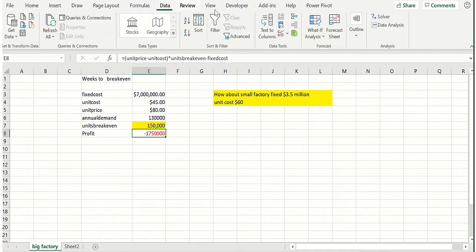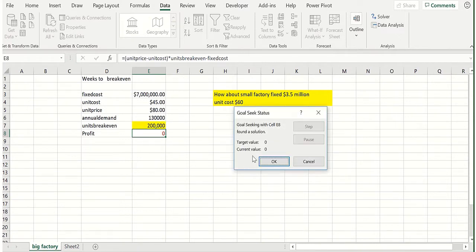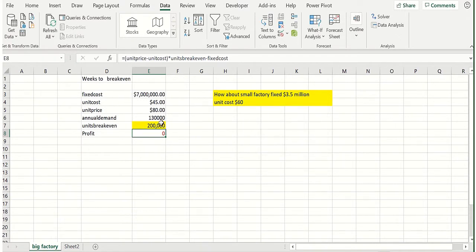So we'll go Data, What-If Analysis, Goal Seek, set profit to 0 by changing the units. 200,000 units will break even. That makes sense because we make $35 a unit. 200,000 times 35 is 7 million.